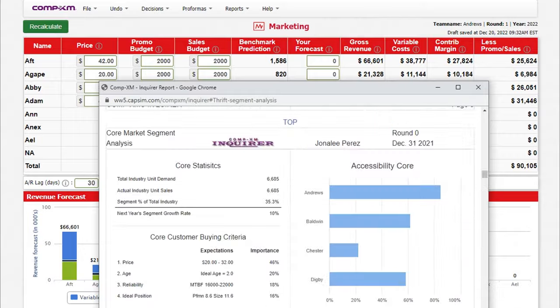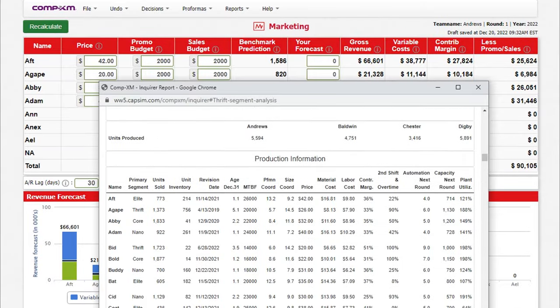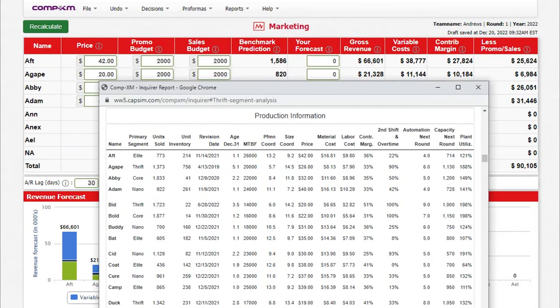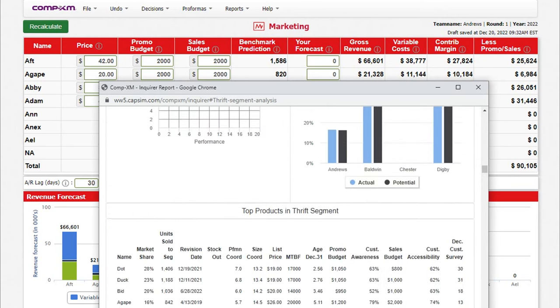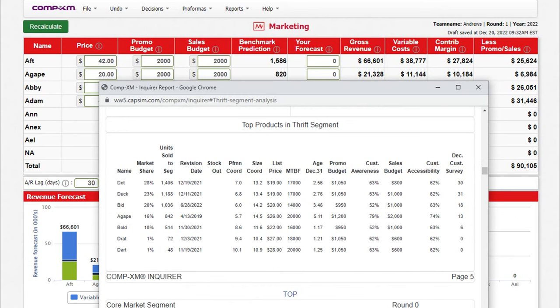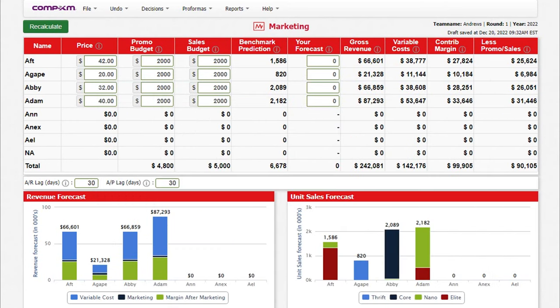For our Agape, the reason why we had a large inventory of, let's just confirm, a large inventory of 756 is because our price was quite high compared to our competitors. When you go to the top products in the three market segment, you can see DOT, they were charging $19 in the previous round. BID were charging $20, and Agape, we had at 26. This is too much. So we need to reduce to 20 or less. But 20 is just good depending on our capacity currently.